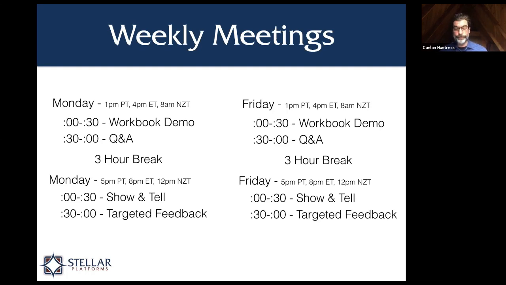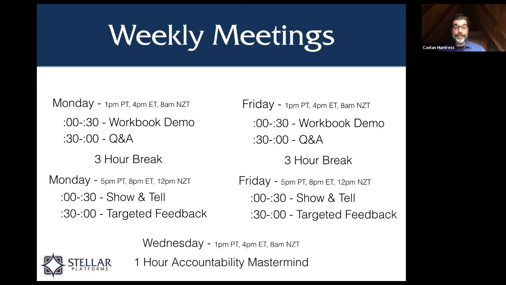There's also an additional bonus meeting on Wednesdays at 1 p.m. Pacific. It's a 1-hour accountability mastermind. And I've been hosting masterminds for years, and I charge $500 a month for my weekly masterminds, but I'm including it as a free bonus in this program, and this is optional. You can show up on Wednesdays and declare your commitments to the group. And then next Wednesday, we'll check in and say, did you make your commitments?